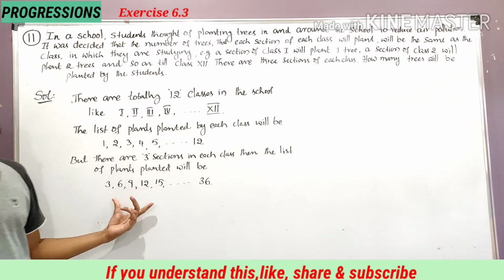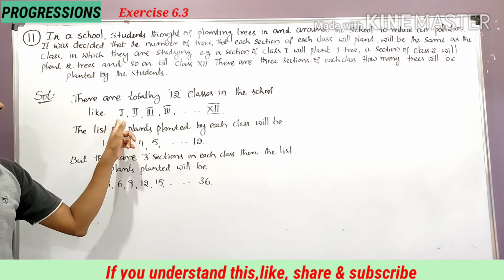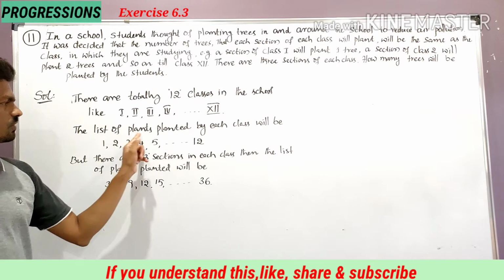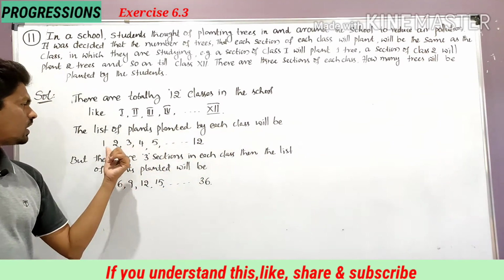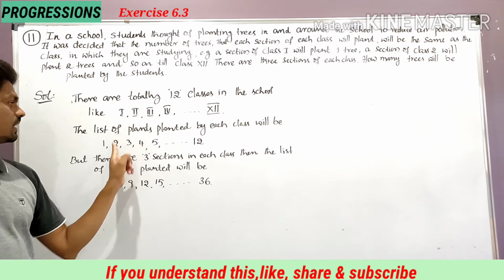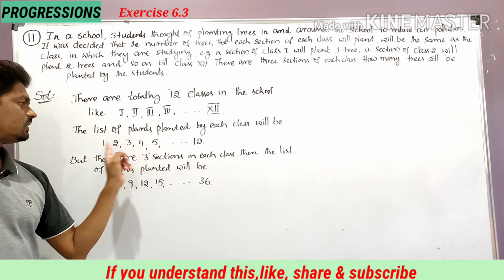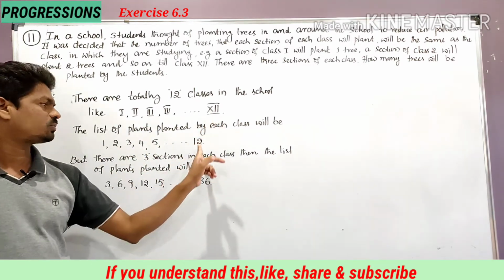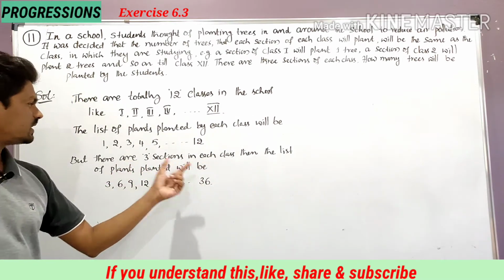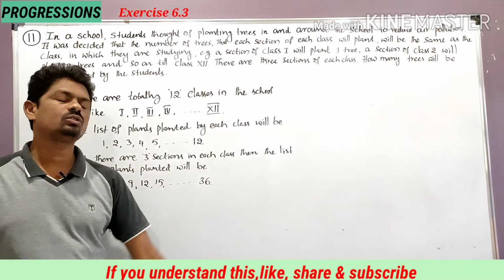Student, you have to understand what is given. I have written there are totally 12 classes in the school, like 1, 2, 3, 4 up to first class to 12th class students. The list of plants planted by each class will be 1, 2, 3, 4, 5. So first class students plant 1 tree, second class students plant 2 trees, third class students plant 3 trees and so on up to 12th class students plant 12 trees. But there are 3 sections in each class, then the list of plants planted will be 3, 6, 9, 12, 15 up to 36.